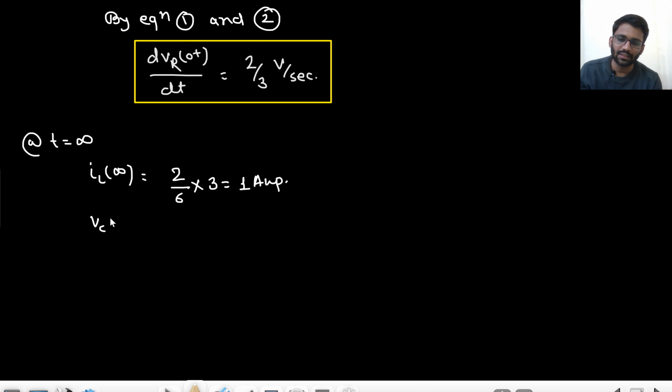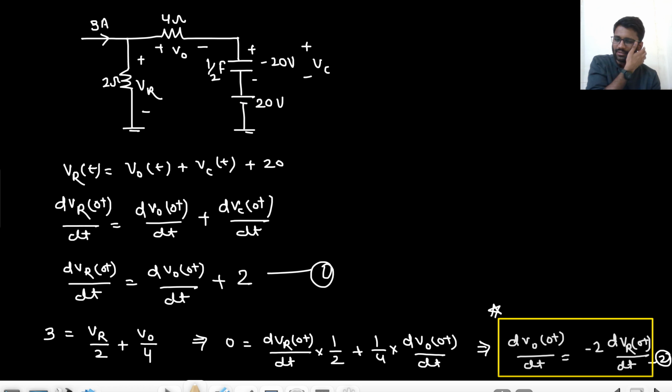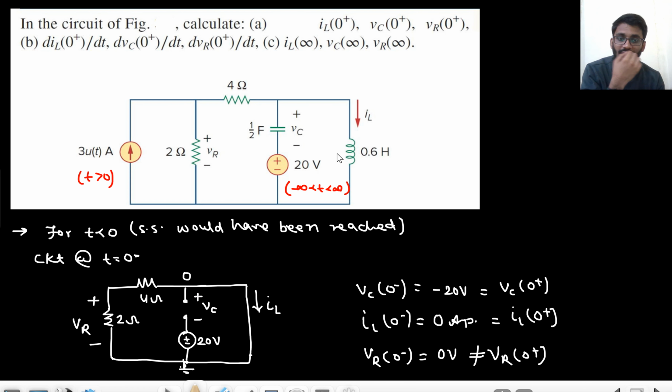What about VC(infinity)? They are asking. That means the inductor will be shorted only. So this 0 will also come here. Again VC(infinity) will be minus 20. Right? How minus 20, have you understood now? This will be shorted, so this is 0. This is also 0. So here I have 20 and here I have 0. So VC(infinity) will be minus 20 only.